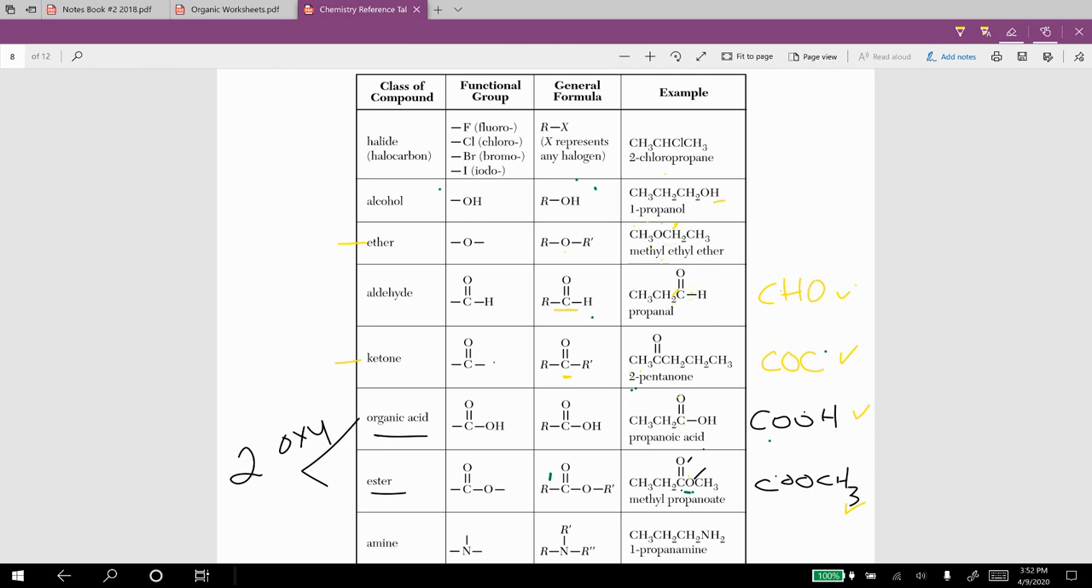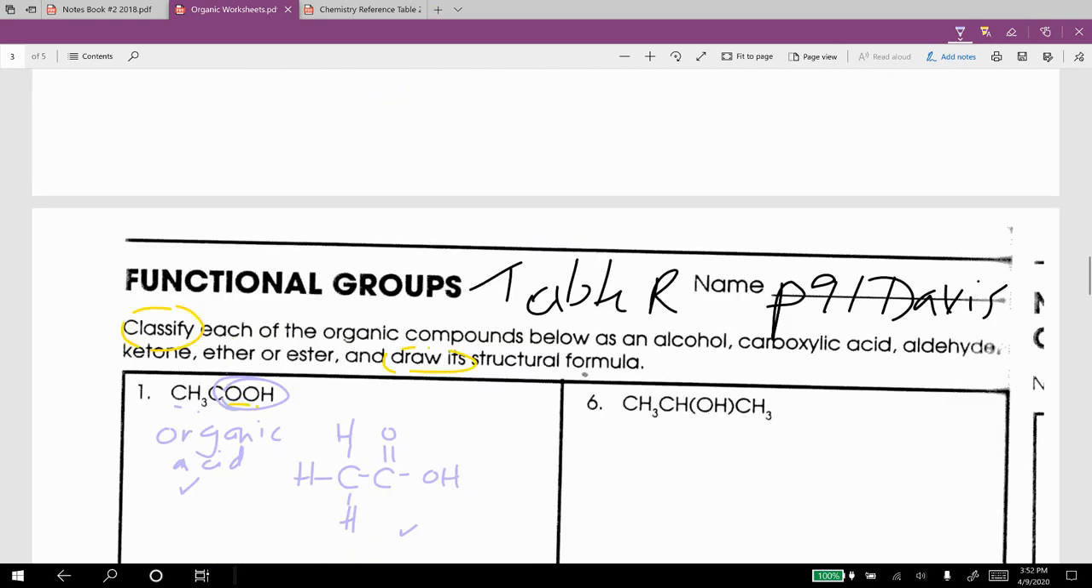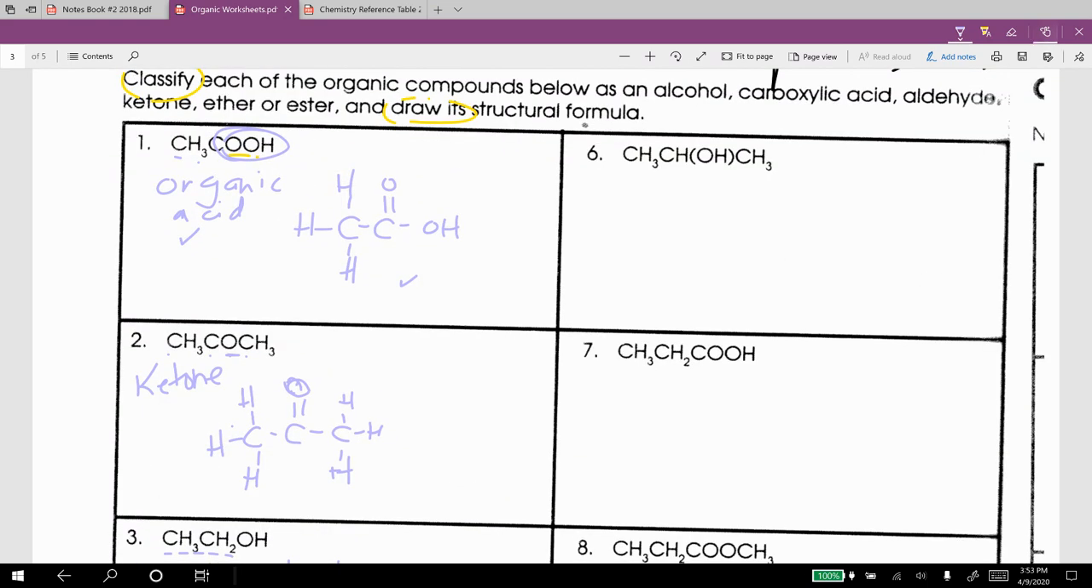We're going to be moving up to the top of the page, and we're going to look at number 6. All right, so back up to the top of the page. We're going to look at question number 6. So now I have this OH in the middle, and it's in parentheses. So when it's in parentheses, this parentheses means I'm going to have a branch, right? A branch, just like when we were drawing branched hydrocarbons, right?